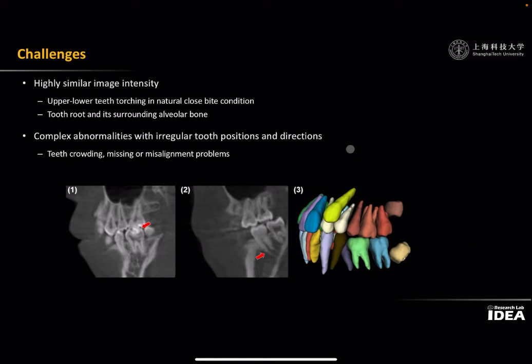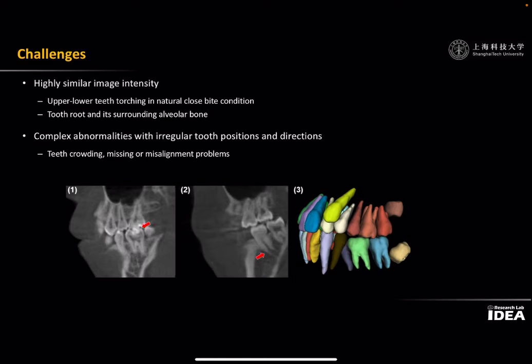However, automatic and accurate tooth instance segmentation from CBCT is a challenging task. First, the image intensity is highly similar and the contrast is limited, especially at the common boundary between upper and lower teeth in a natural closed-bite condition, like the first figure. In addition, the boundary information between tooth root and surrounding bone is also blurred, like the second figure.